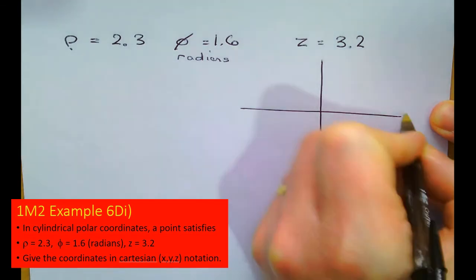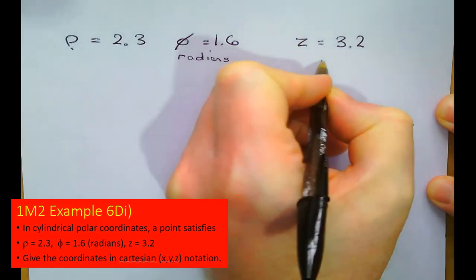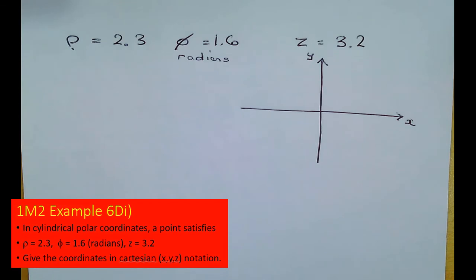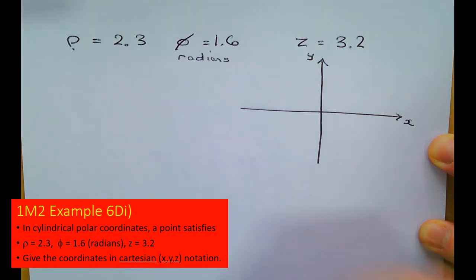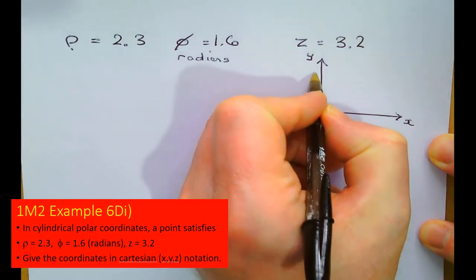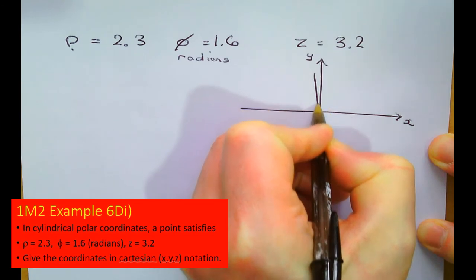We're looking straight down X and Y, let's imagine we have Z coming towards us. Now phi is 1.6 radians. That's marginally greater than pi over 2.